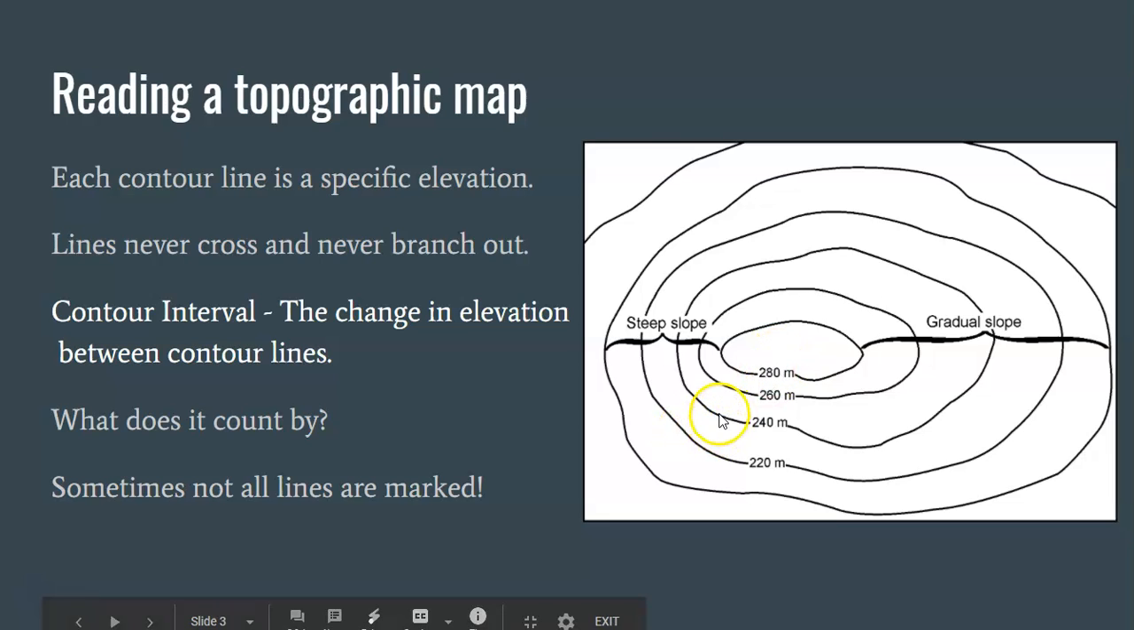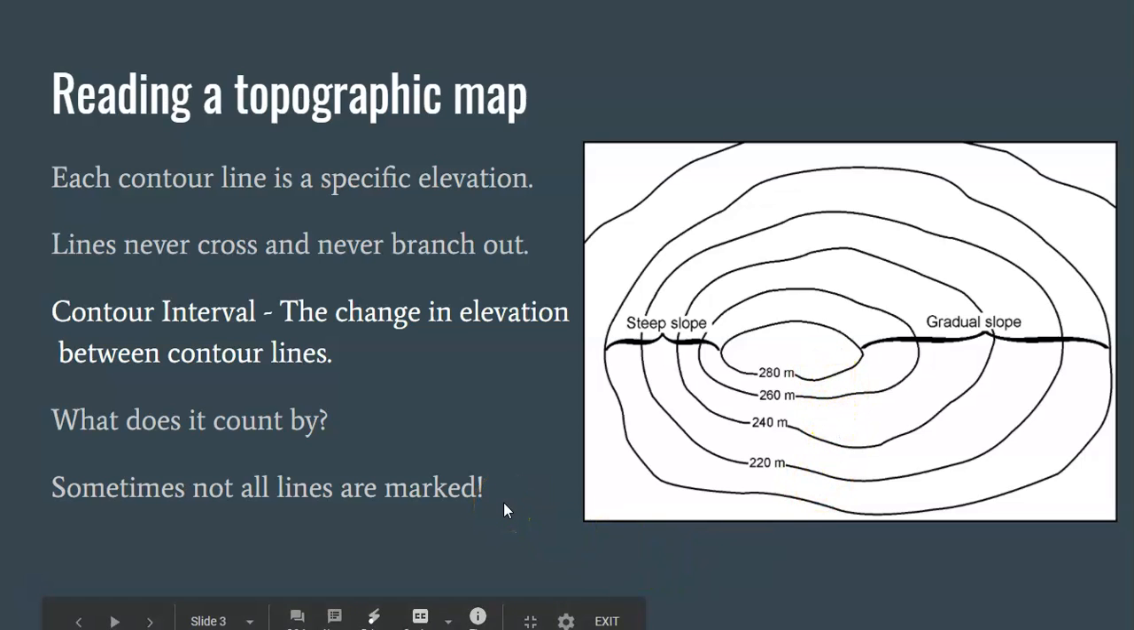Okay, so here we can see the contour interval. This is the change in elevation between contour lines. This again is another definition I want you to write down. So again, you can pause the video and write down contour interval, the change in elevation between contour lines. So here we see it goes from 220 meters to 240 meters. So all you have to ask yourself is, well, what's it counting by? Every time it goes up by the same amount. In our map here, it goes up by 20 meters every time.